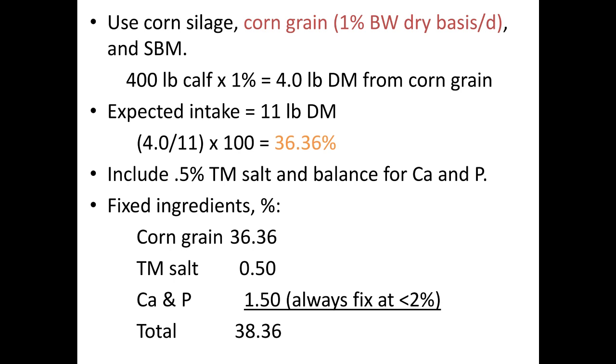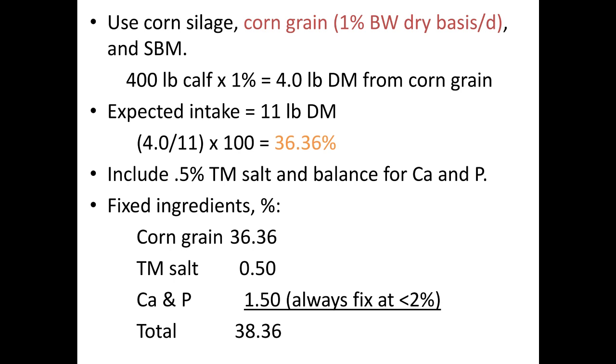As I just said, the expected intake for this steer calf is 11 pounds of dry matter per day. We just calculated that if we're going to feed the corn grain at 1% of the body weight on a dry basis per day, 1% of the body weight of that steer calf is going to be 4 pounds. So 4 pounds out of 11 pounds of dry matter intake per day times 100, that's roughly 36.36% of the expected intake per day.